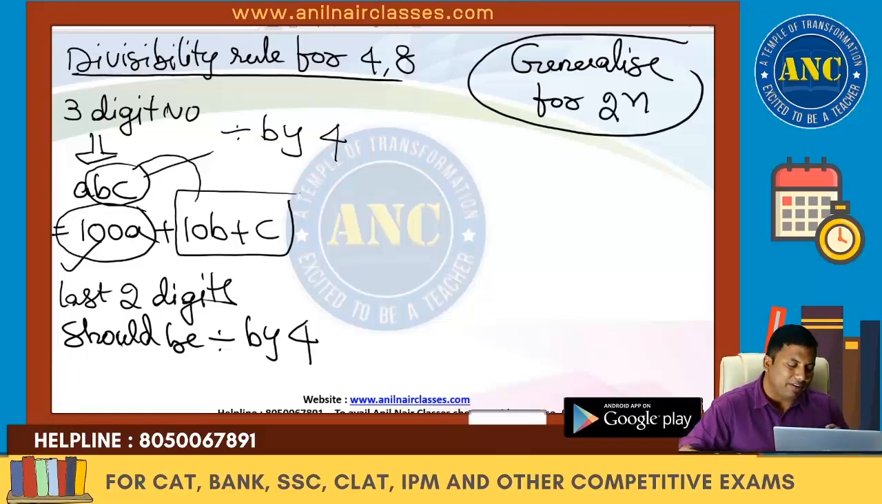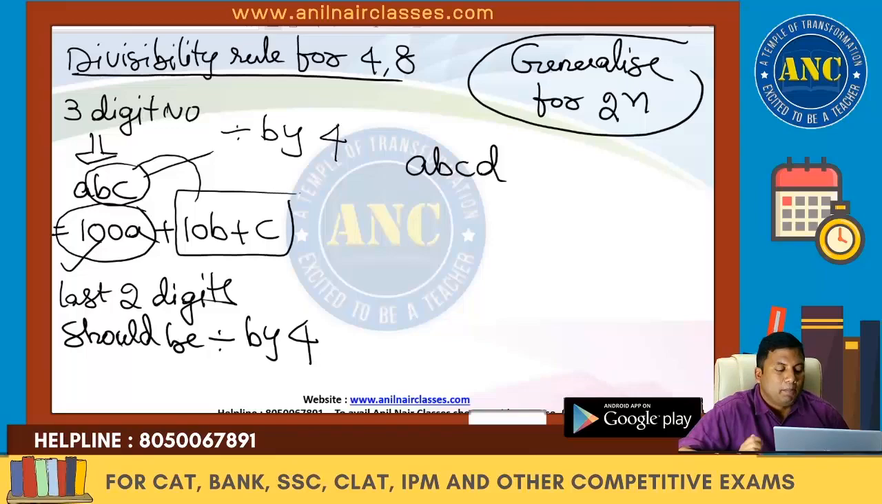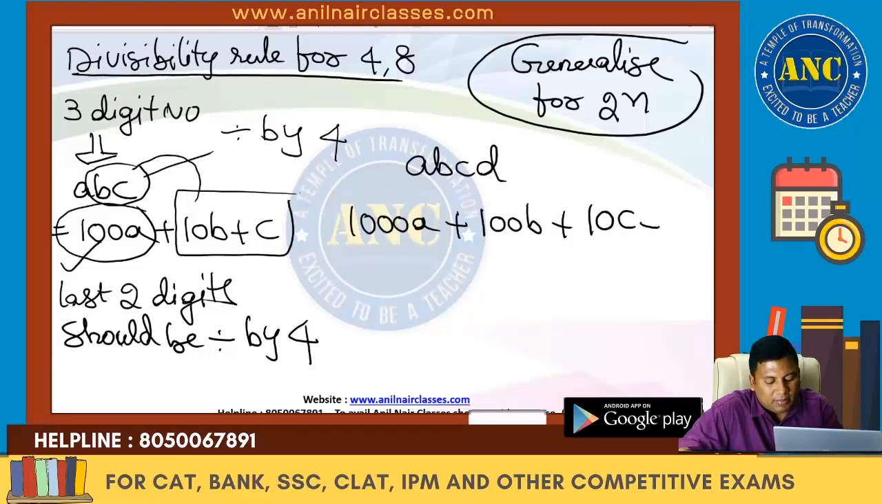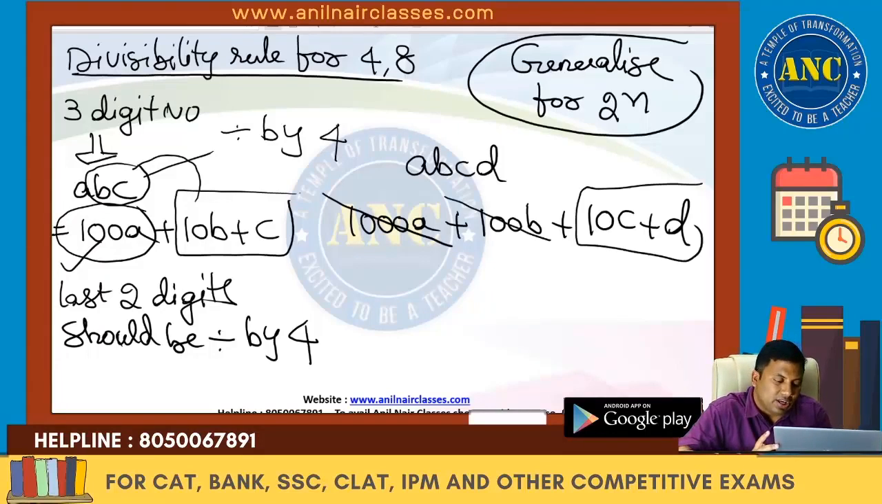Is it valid for a 4-digit number? A, B, C, D. D is in the units place. C is in the tens place. B is in the hundreds place. A is in the thousands place. So 1000A plus 100B plus 10C plus D. 1000 is 4 into 250. 100 is 4 into 25. 10C plus D, again, is nothing but the last 2 digits.